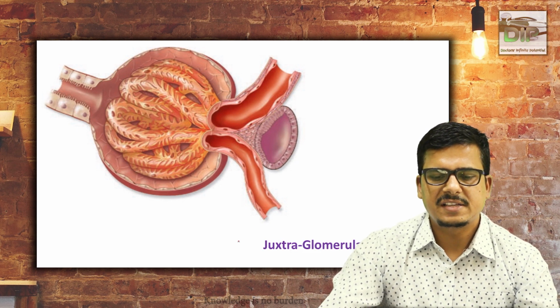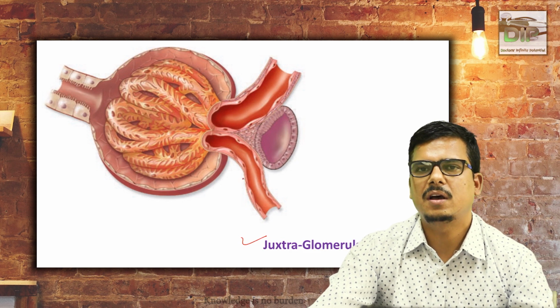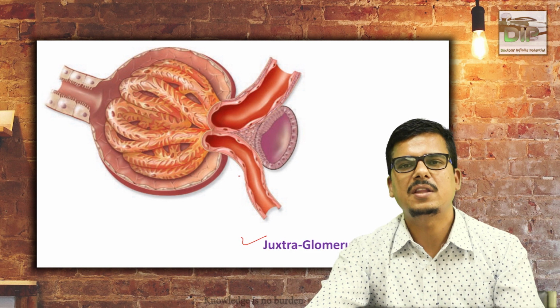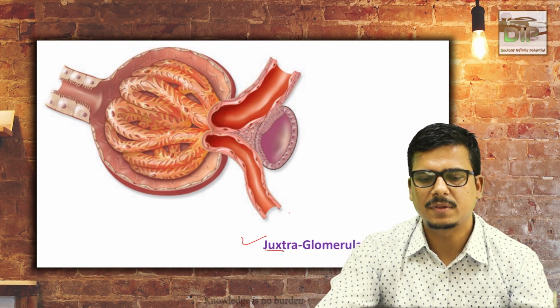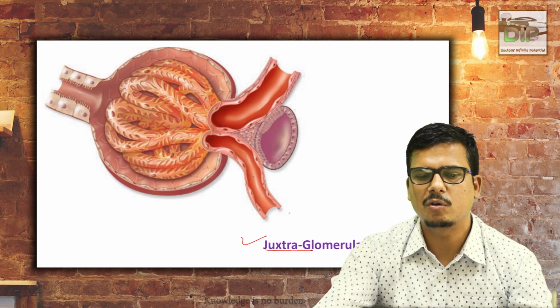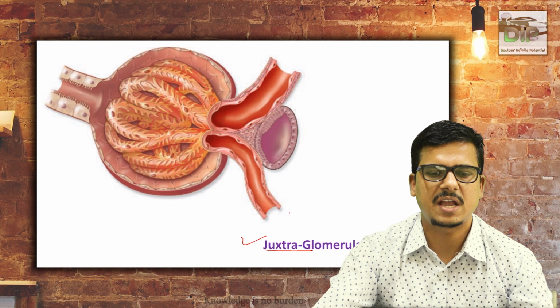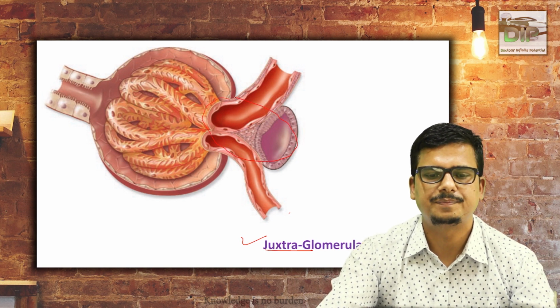The next important thing is the juxtaglomerular apparatus. Apparatus means different components combined to form one functional unit, and they are lying just beside the glomerulus. That's why the name is juxtaglomerular apparatus. So this is the glomerular capillaries, and this is the Bowman's capsule. This region is the juxtaglomerular region.